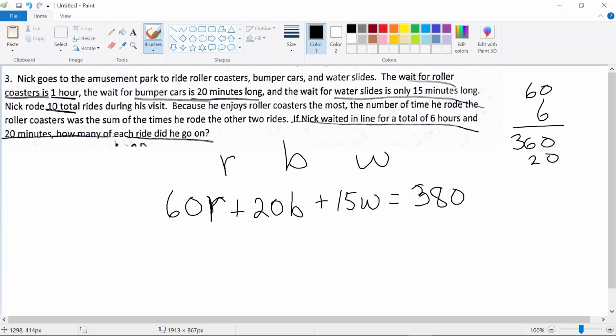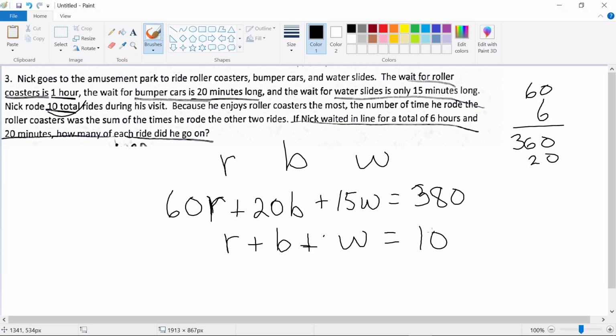Now number equation, it says Nick wait in line. I'm trying to find where it says the total number of rides. 10 total rides, it says. So roller coaster plus bumper car plus water slide equals 10. And then one more is given.